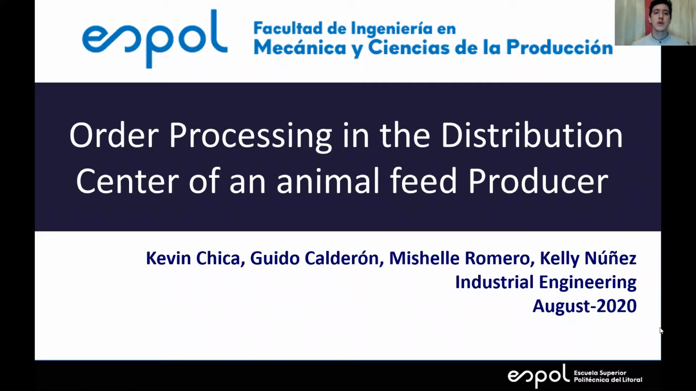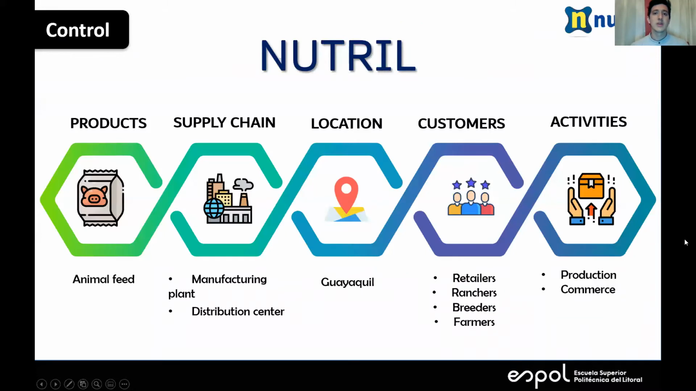We're going to talk about the order processing in the distribution center of an animal feed producer. The name of the company is Nutril, located in Guayaquil.